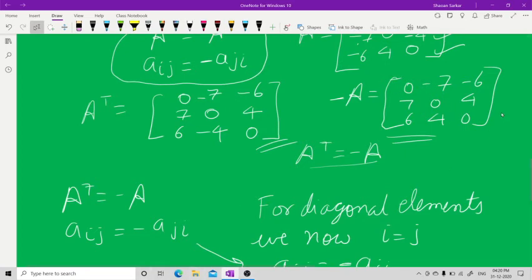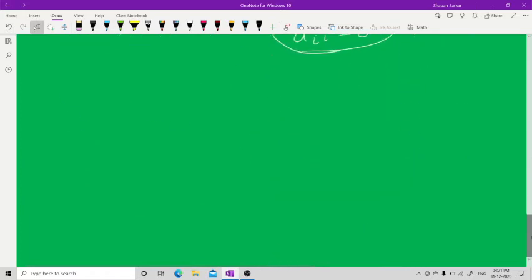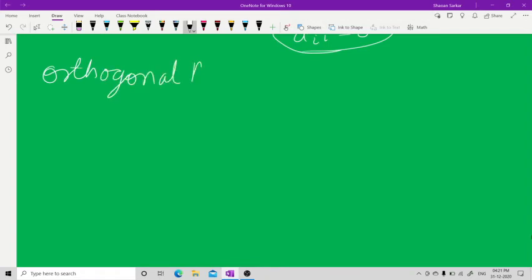Now the next is complex matrix. Now we will see something called transjugate matrix and orthogonal matrix and all that. Let's see orthogonal matrix.